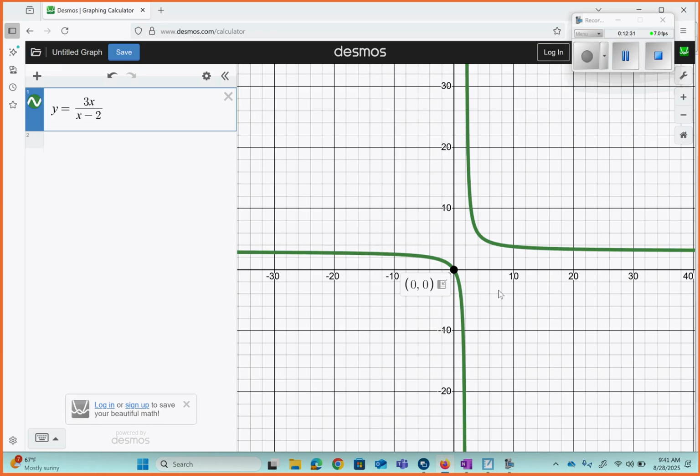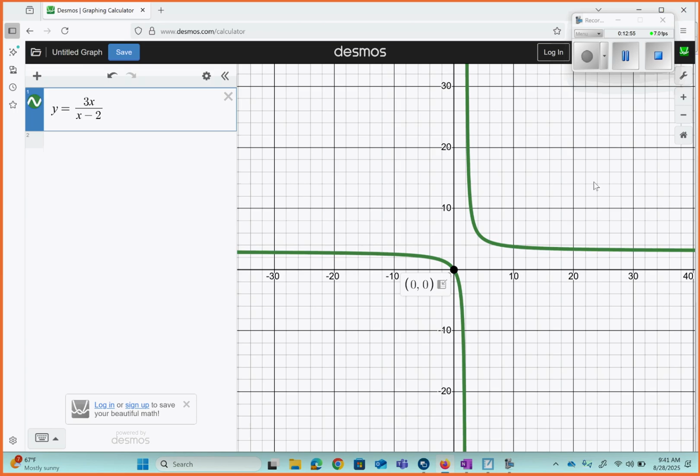So other things that we're looking at. If you zoomed out on this graph a whole bunch, you're going to see it goes forever up, forever down, forever left, forever right. But we actually have something called an asymptote. An asymptote is something that you approach, but you don't get to.